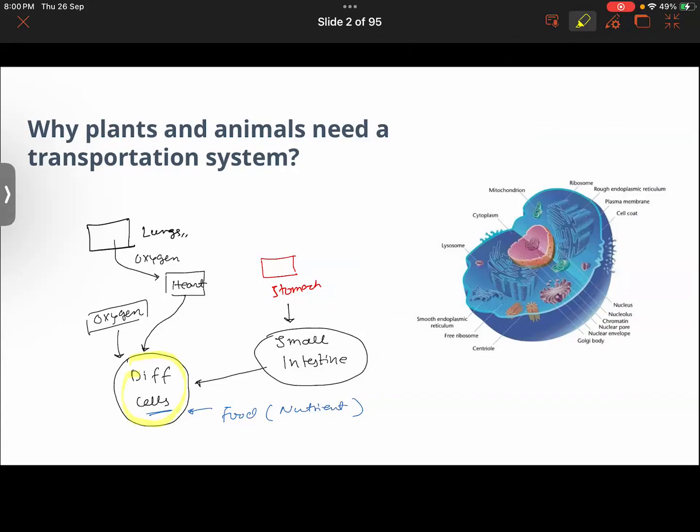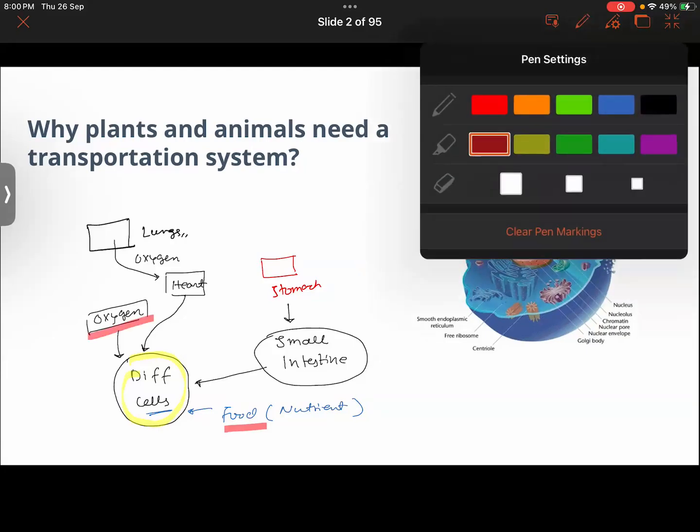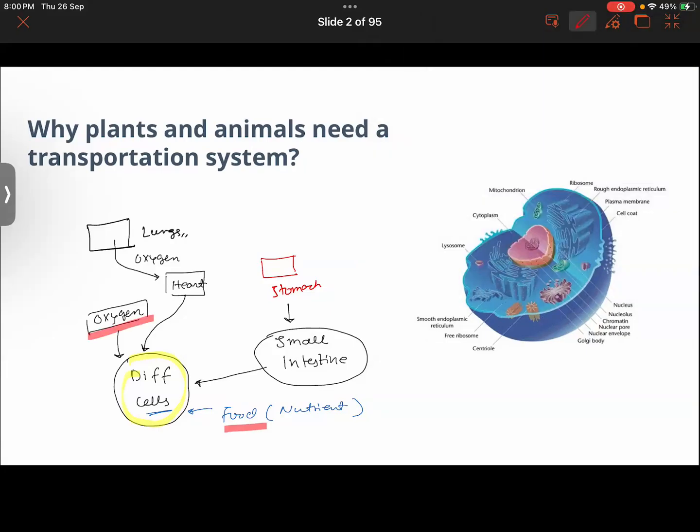So a cell requires two things. It requires food plus oxygen. These are the two things that are required by the cell. And why does the cell require it? To carry out respiration, where the food will be broken down with the help of oxygen.